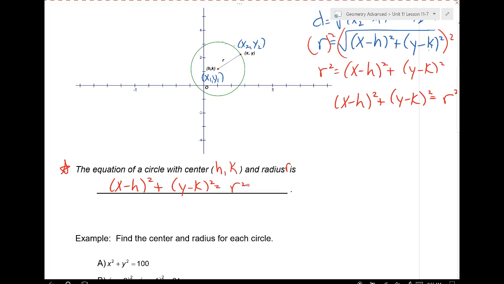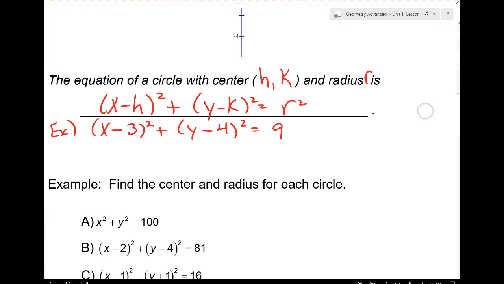Now, let me give you some examples of this as an equation of a circle. My first example is going to be this one right here. I have the quantity x minus 3 squared plus the quantity y minus 4 squared equals 9. Great representative equation of a circle. Here's the rule that you need to have: you should be able to look at that right now and tell me what the center is and what the radius is, just by using that. So I want to know what the center and the radius are of that example.